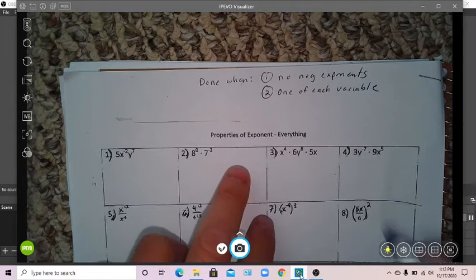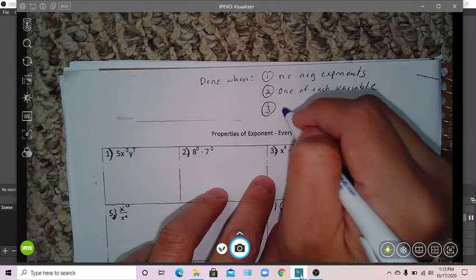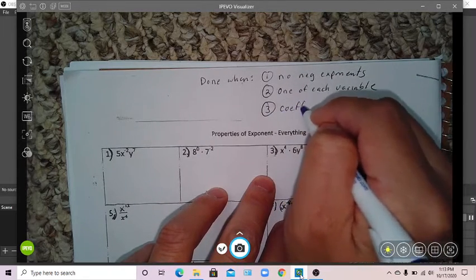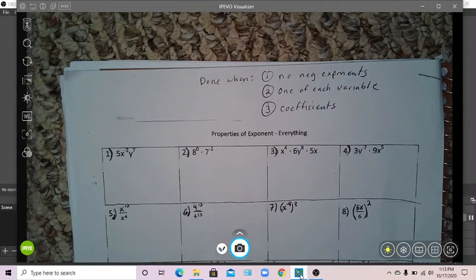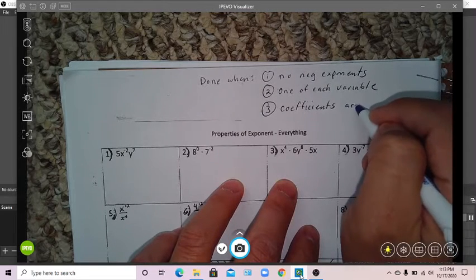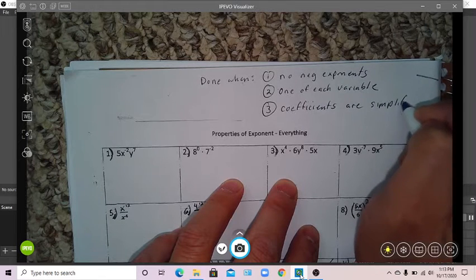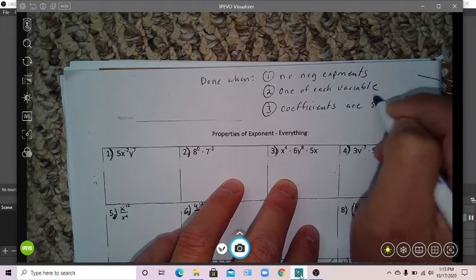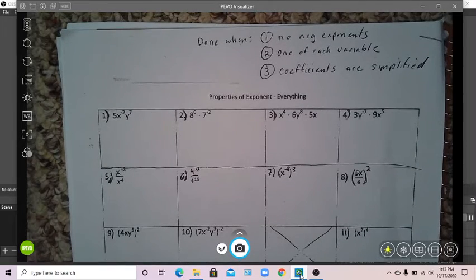And then the third thing you need to look out for is the coefficients. So the big base numbers with an exponent of 1, the coefficients are simplified. Okay, if all three of those things are checked off, you're finished. Alright, so let's take a look at number 1.